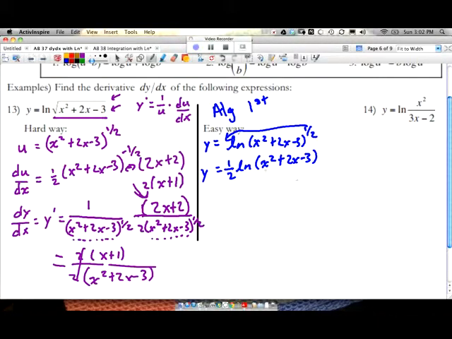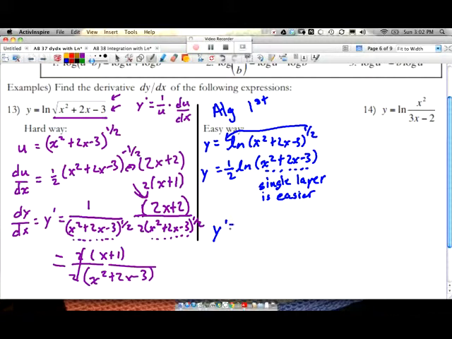Now, I don't know if this seems easier to you, but I look at this u layer, the inside of the natural log there, and it's a single layer. Because it's a single layer, it is easier. We've removed the outside layer by making it a constant out front.